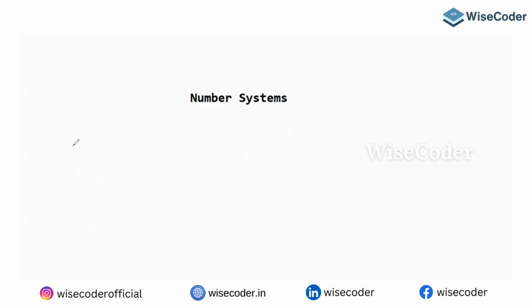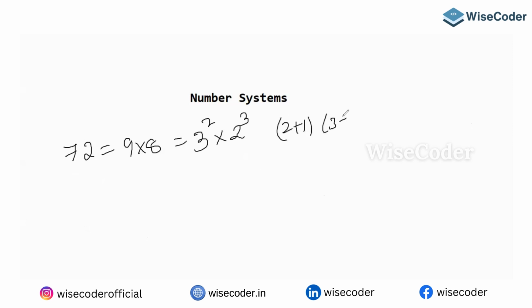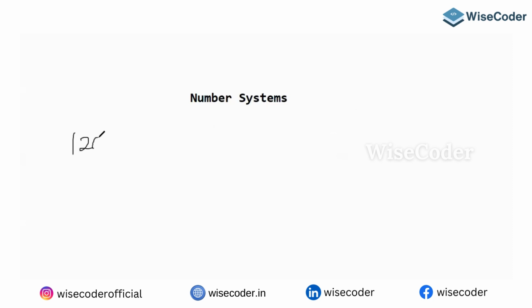So whenever someone asks you to find the number of factors, what you are going to do is first do prime factorization. 72. Can I write 9 into 8? Yes. So 9, how can I write? 3 square. 8, how can I write? 2 cube. So take the powers. 2 plus 1 and 3 plus 1. 2 plus 1, 3. 3 plus 1, 4. 3 4 is what? 12. So for 72, there are a total of 12 factors. That's how you have to figure out your answer. Someone asks you for 1200, find the number of factors.